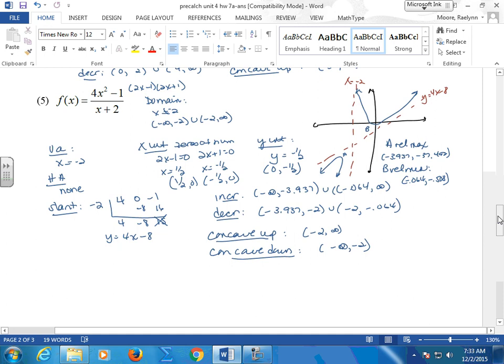Concavities works nice here. Increasing, decreasing, go back to your max and your mins. Everybody find the slant asymptote? Put it in your calculator. You put it in Y2 so that you can see it. For the increasing, what's that first thing with the negative? Negative infinity. Okay, good. That's fine.